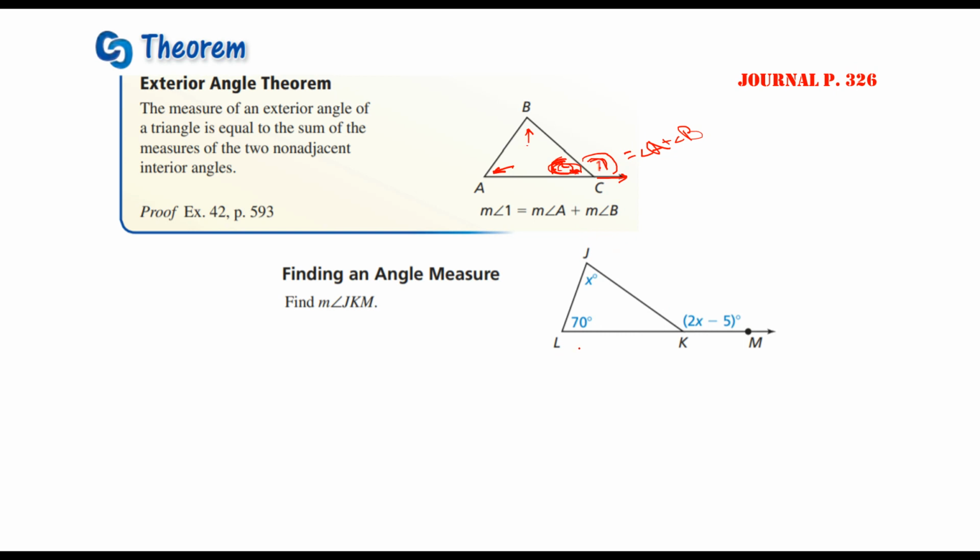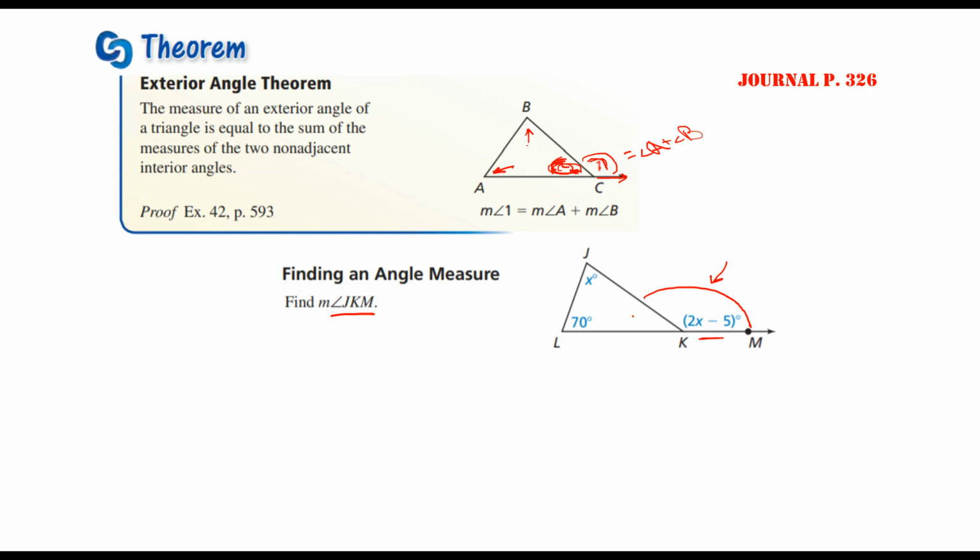So finding an angle measure. Here's a typical problem in this lesson. First, we need to solve for x, and then our problem is asking us to find the measure of JKM. That means JKM. This is what we actually want. We want this arc. So to find this, we remember that alternate angle theorem.